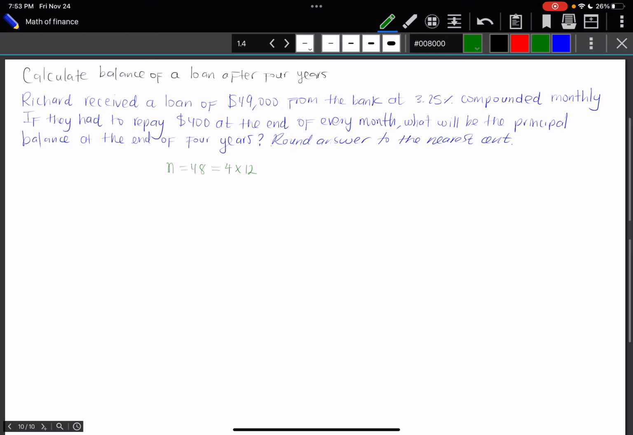Now, in this problem, the nominal interest rate is 0.0325, the decimal corresponding to 3.25%. Based on that nominal interest rate, we can compute the periodic interest rate. The periodic interest rate is given by the nominal interest rate divided by the compounding frequency, the number of compounding periods per year. And because interest is compounded monthly, we take 0.0325 and divide by 12.